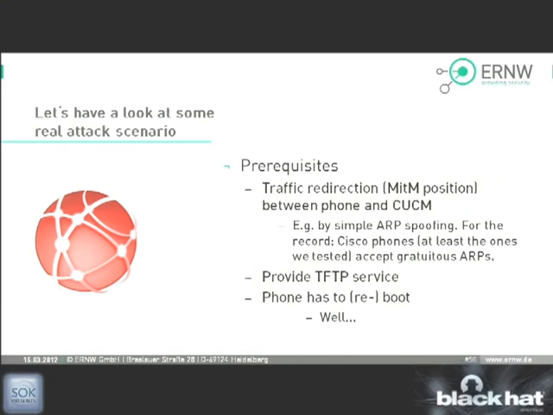So we dug a bit deeper into this and had some thoughts about practical attacks, and this is what we came up with. The prerequisite to really attack this misbehavior is, first, you need some man-in-the-middle position. In our demo we will just limit this to ARP spoofing, because from what we have tested so far, Cisco phones react very positively to gratuitous ARP. They just accept them and use them. So ARP spoofing is not a hard thing in this kind of environment.